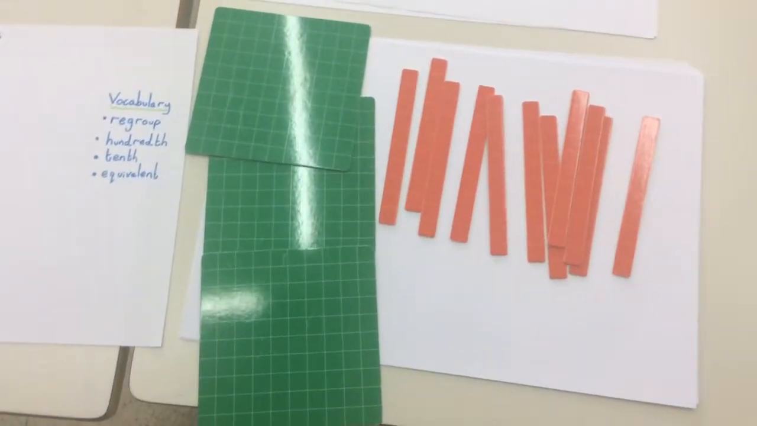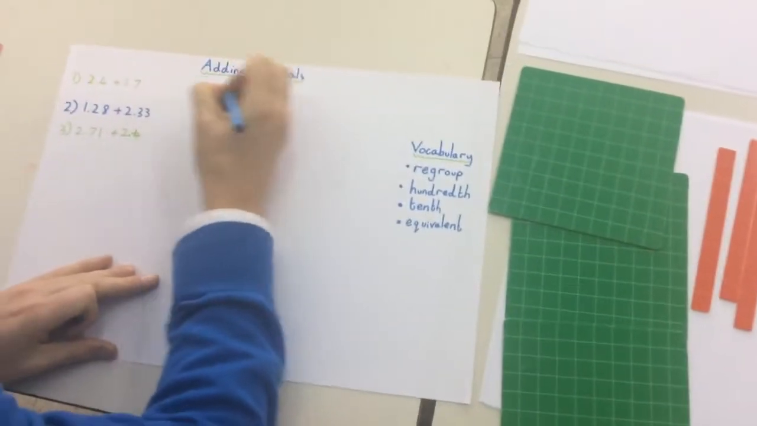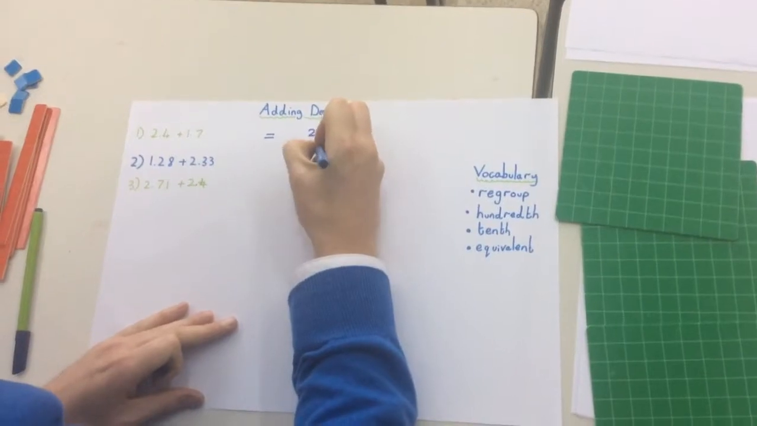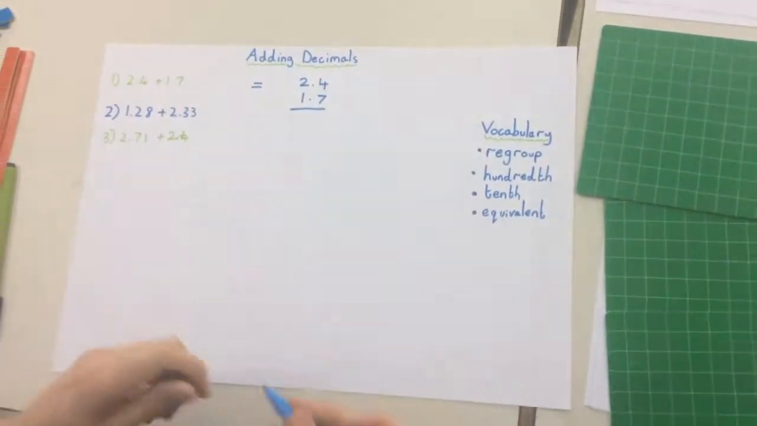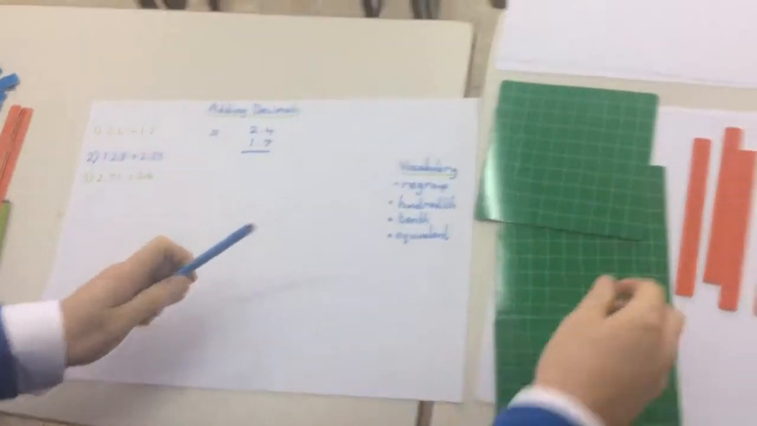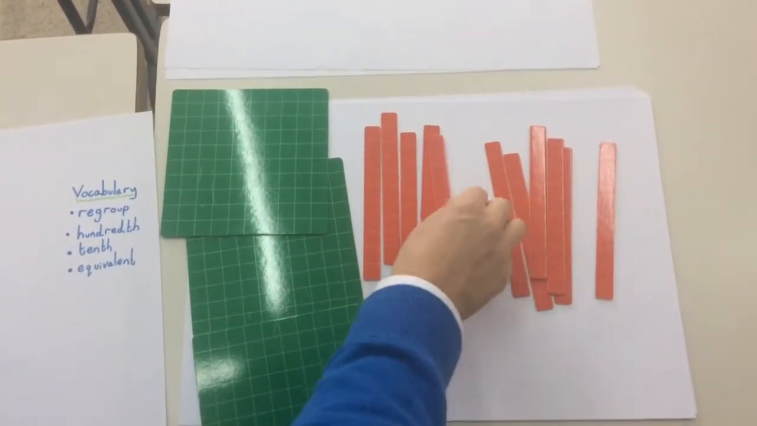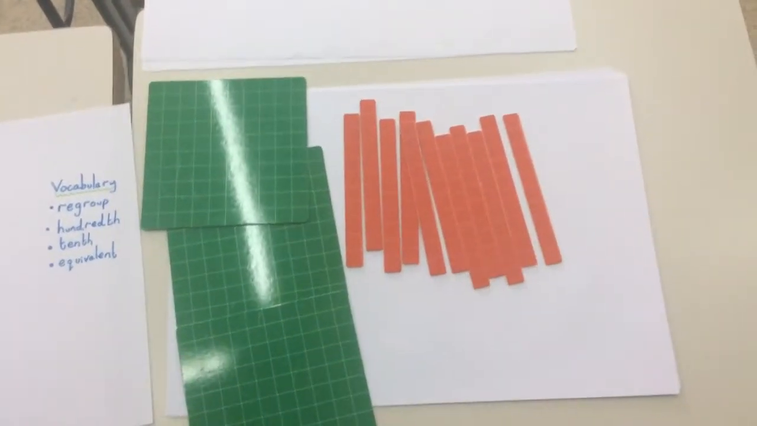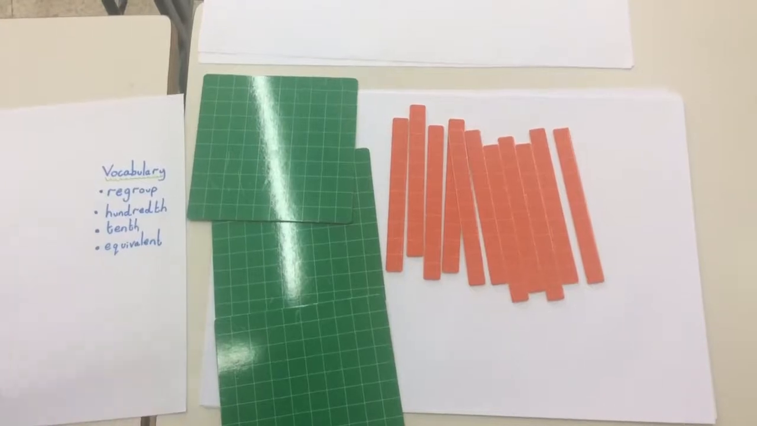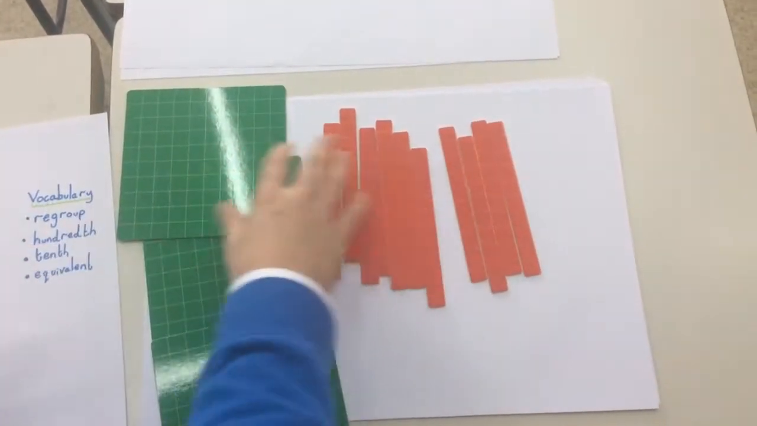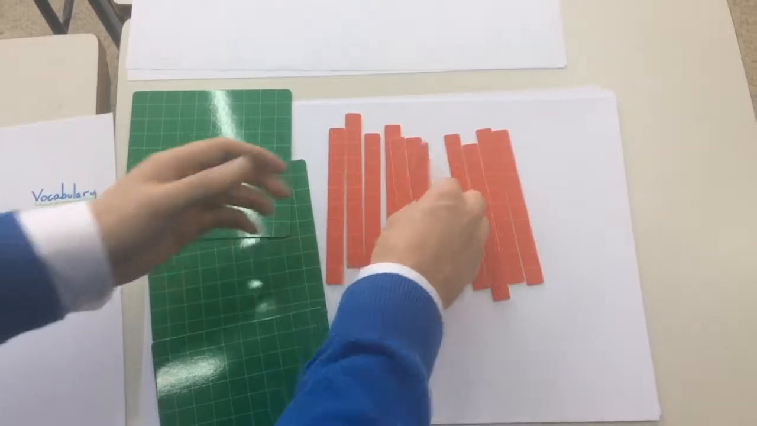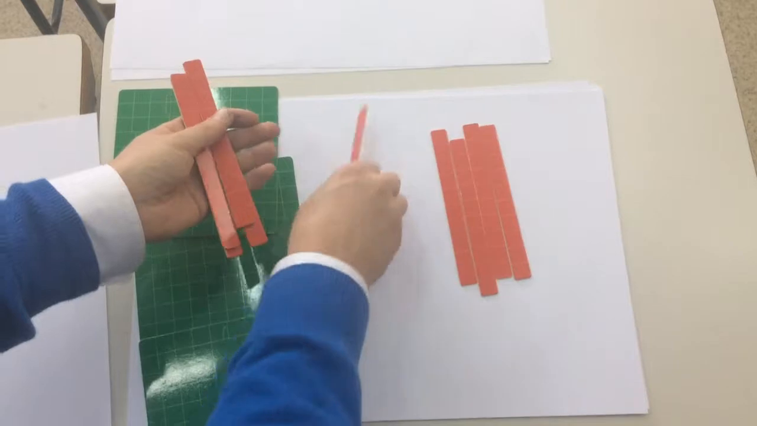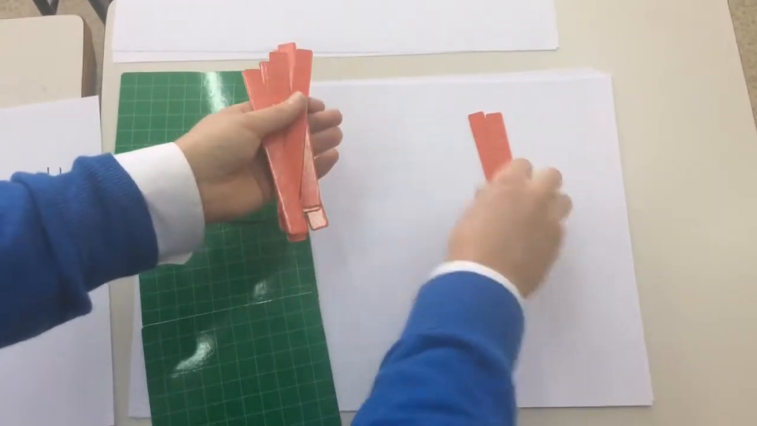What does that look like in a column then? Well, I'm going to have 2.4 and 1.7. The first thing I do then is I'm going to add my tenths. And if I add them, 1, 2, 3, 4, 5, 6, 7, 8, 9, 10, 11. I've got 11. And if I've got over 9, I need to regroup them because I can make a full unit from these. So 1, 2, 3, 4, 5, 6, 7, 8, 9, 10.